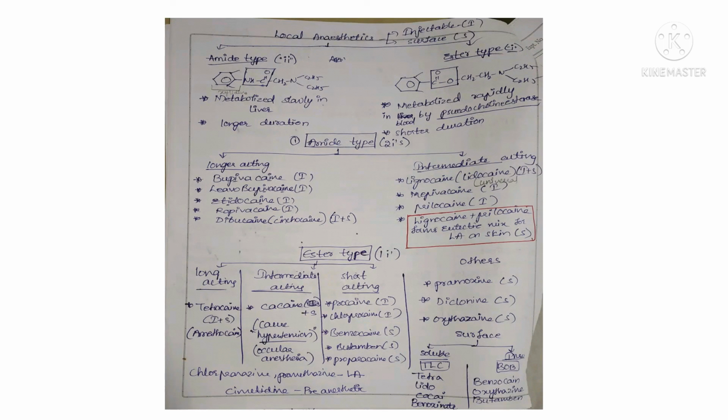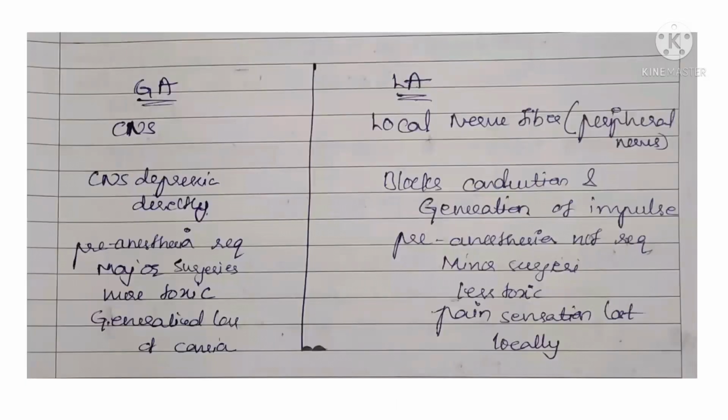And next, we see the differences between general anesthetics and local anesthetics. General anesthetics mainly act on the CNS and cause CNS depression directly. Whereas local anesthetics act at peripheral nerves, only the area which we want to make numb, only a particular area. It blocks conduction and generation of impulse in that particular area. And here pre-anesthesia is required because we are giving the anesthesia to the whole body. Before giving the main drug, first we give the pre-anesthetic agent. Whereas here pre-anesthetic is not required. General anesthesia is given during major surgeries, and local anesthesia during minor surgeries.